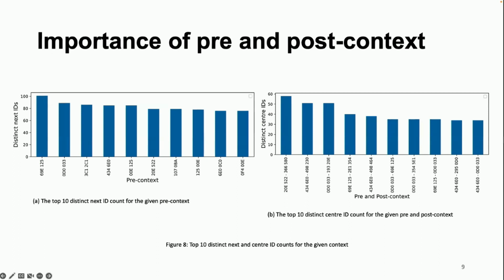These figures show the importance of pre and post context to predict the CAN ID. For example, in the left-hand side figure, given 69E125 as the context, it is possible for 100 CAN IDs to appear as the next CAN ID.